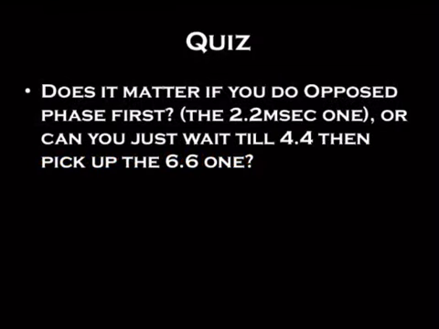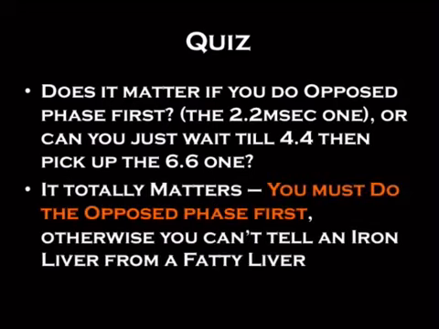So does it matter if you do the opposed phase first, the 2 one, or can you just wait? It totally matters. You have to do the opposed phase first. You have to scan them at 2 and 4. Otherwise, you can't tell the difference between an iron-laden liver and a fatty liver. That is highly testable, and it's highly practical. And the way to remember it is time is money. Why would you ever skip the 2 one? Don't do that. There's no reason to do that.